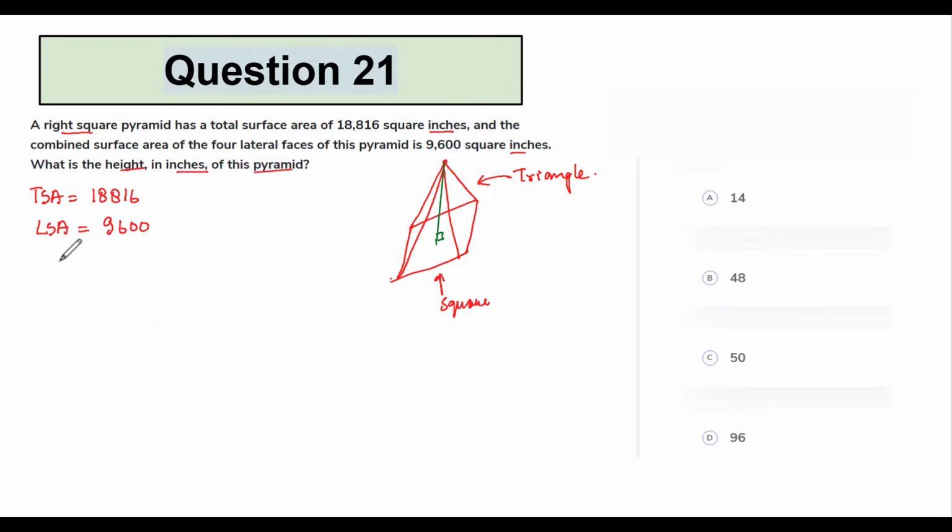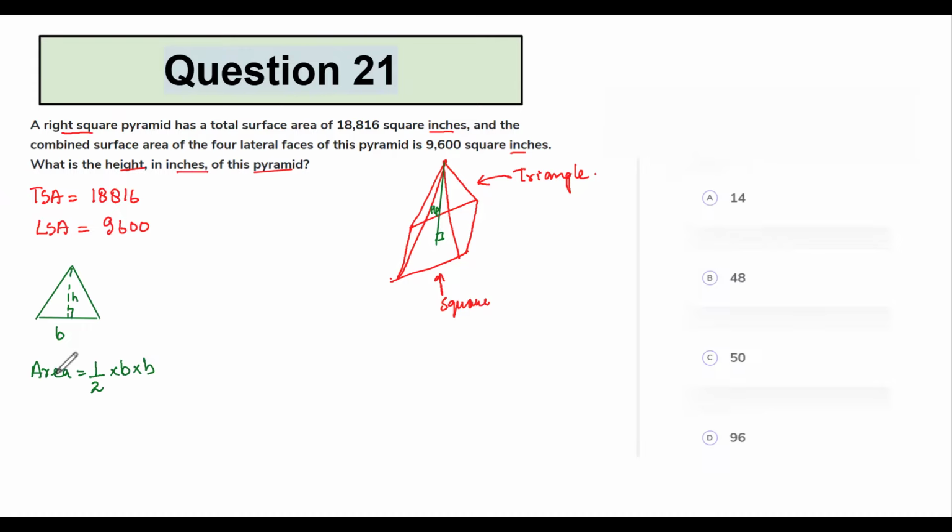Now let us take the triangular face. For now, let us just work with the triangular face. This is my triangular face. Let's say this height is h of p, height of pyramid, okay, for now. My triangular face has some height. My triangular face has some base. And it has some area, obviously. And I know that area is equal to half of base times height.